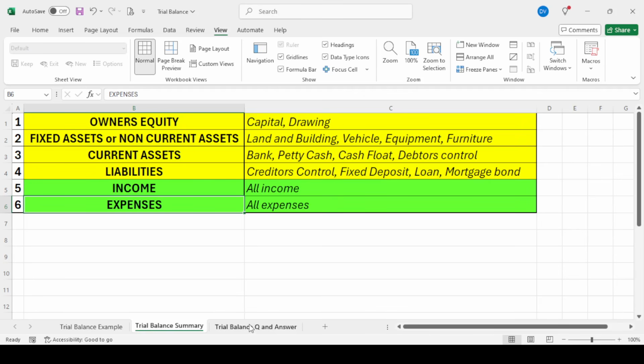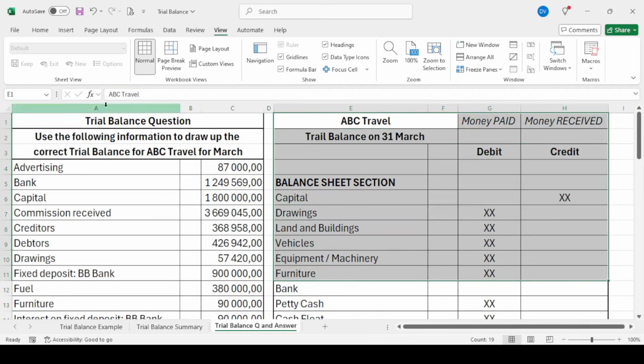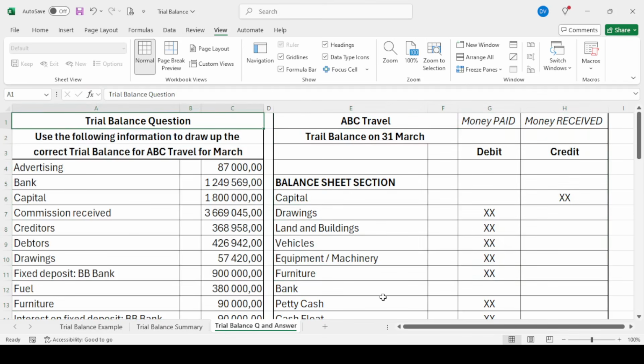Okay. I want us to do a question together. So what I've done is I've copied a question here on the left, and we're going to insert the answers here on the right. So there are many different ways in which they can ask you the trial balance. In this case, all the accounts are just listed. It's literally in alphabetical order. You'll see here. And the values are just put all in one column.